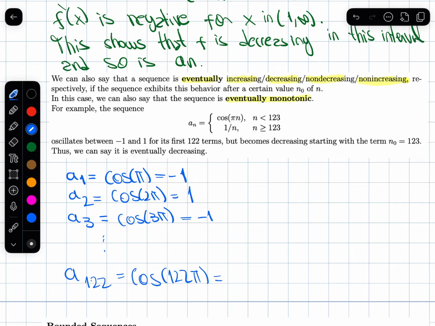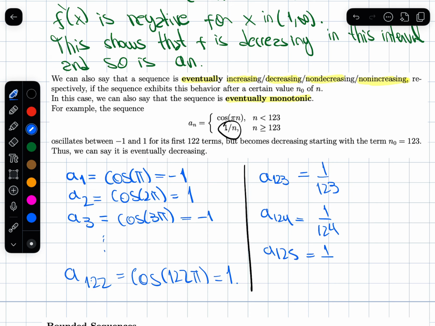So this is 1 again. But starting after this point, what will happen? The sequence will now be 1 over n. So a123 will be 1 over 123. A124 is 1 over 124. A125 is 1 over 125.